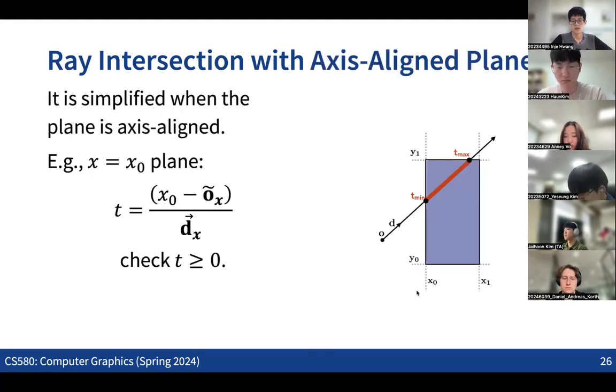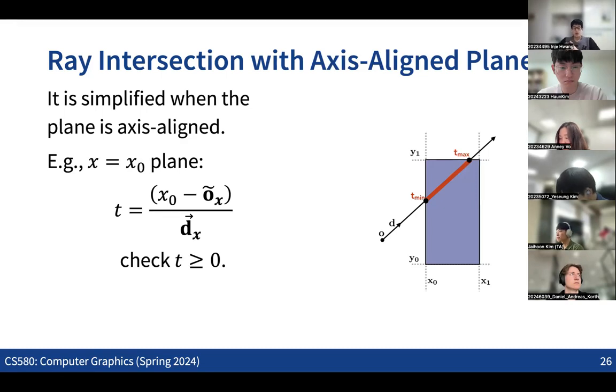And also this ray and plane intersection becomes much simpler if we have an axis aligned plane. We're going to also see cases that we are having an axis aligned plane. If we have this kind of axis aligned plane, for example, when you have a plane which is parallel to the YZ plane, then the intersection can be calculated into this simple form. So these are also all simple calculations.